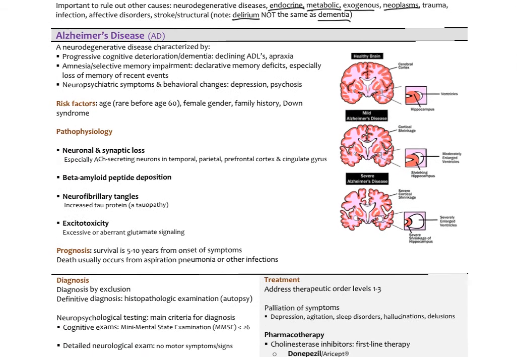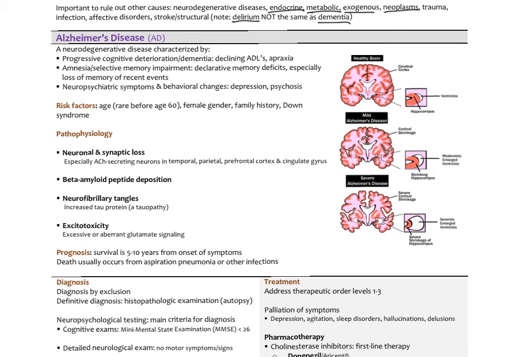So let's look at Alzheimer's disease. This is a neurodegenerative disease characterized by progressive cognitive deterioration in dementia, declining activities of daily living, ADLs, apraxia, amnesia and selective memory impairment, and then declarative memory deficits, especially memory loss of recent events.